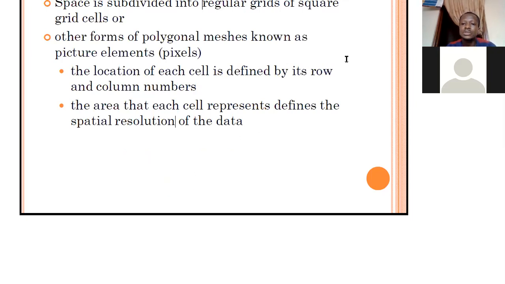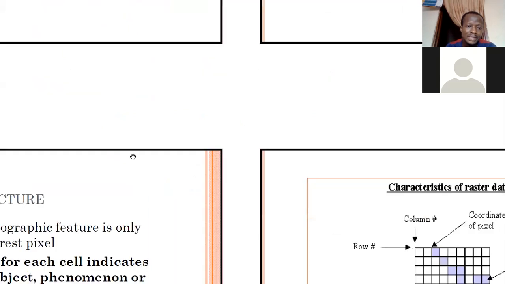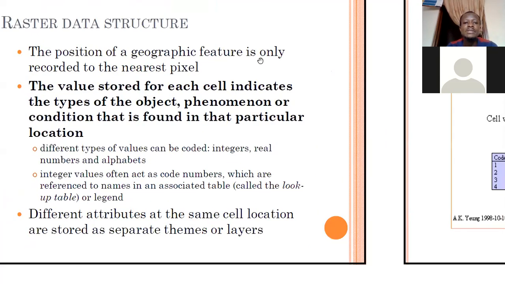All right, so let's move on and look at other characteristics of the raster data structure. The position of a geographic feature is only recorded to the nearest pixel. This is what I was talking about.